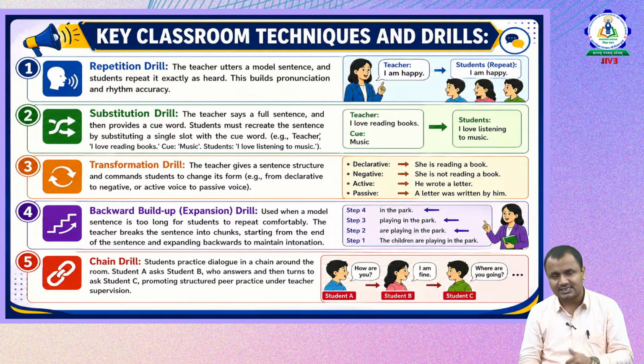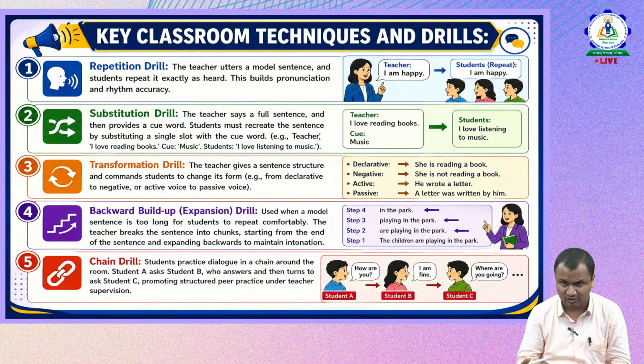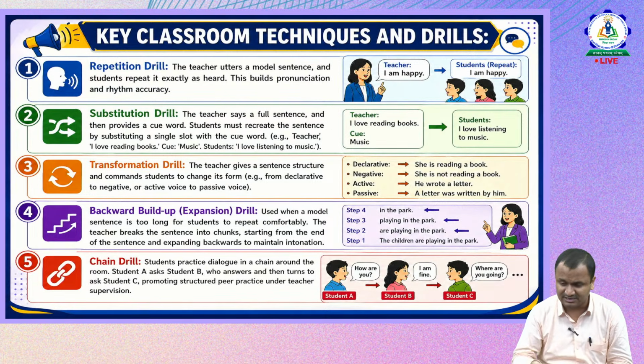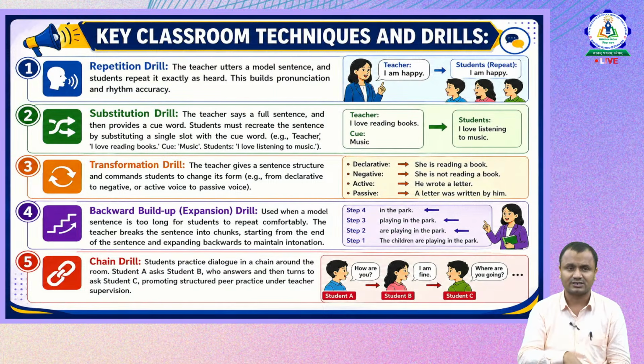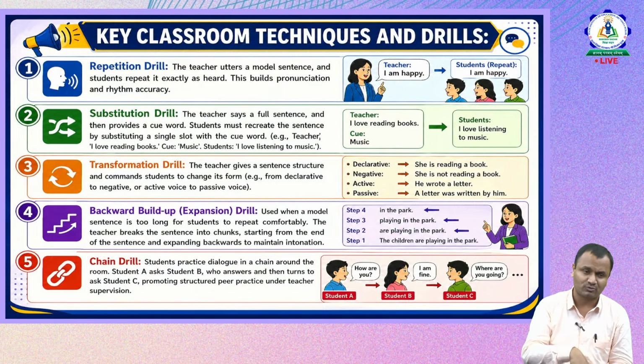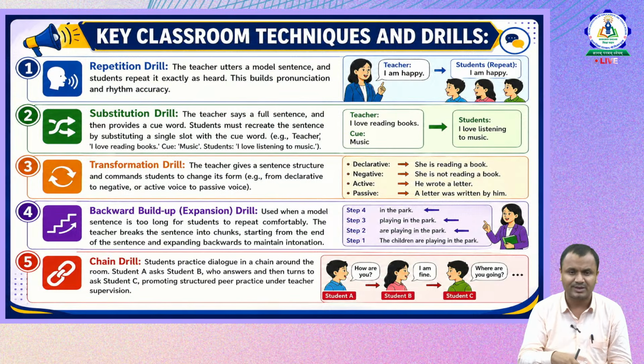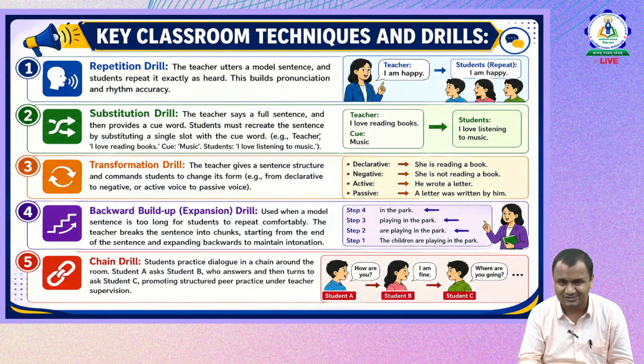We want to teach the student different types of sentence patterns, so we use a transformation drill. Let's say we ask the student: I am speaking a positive sentence, you make it a negative sentence. I am speaking an interrogative sentence, you make it a negative sentence. Or I am speaking an interrogative sentence, you make it a declarative sentence. Or I am speaking in active voice, you make it passive voice. If we are doing this type of drill, it is a transformation drill.